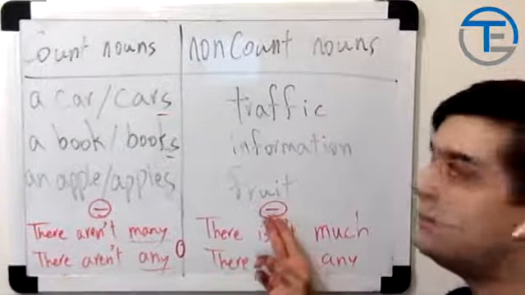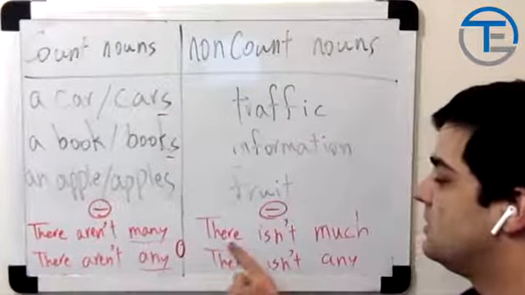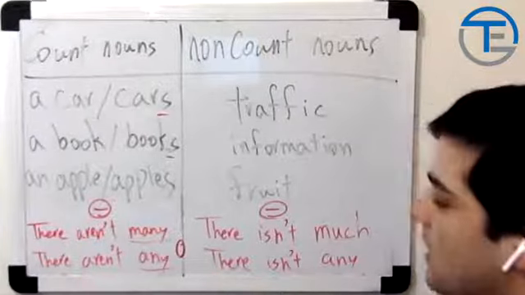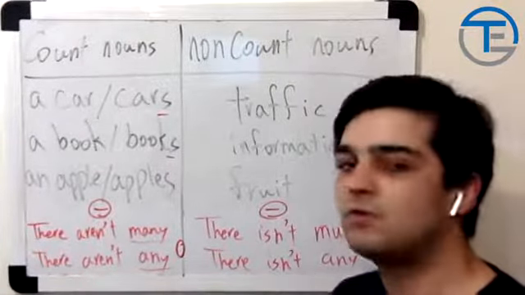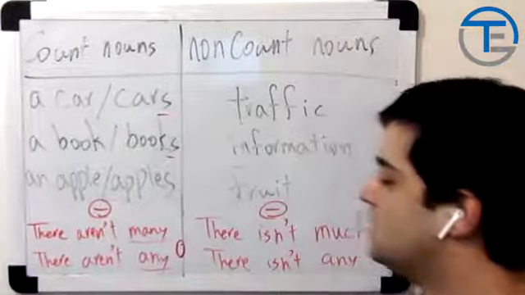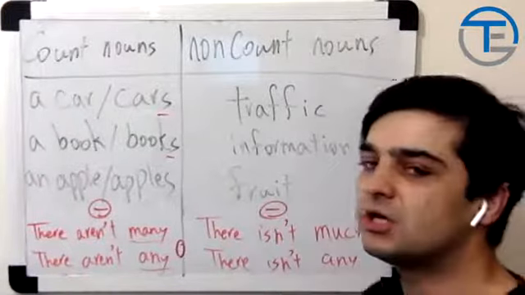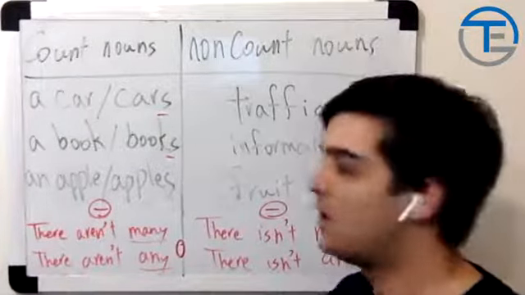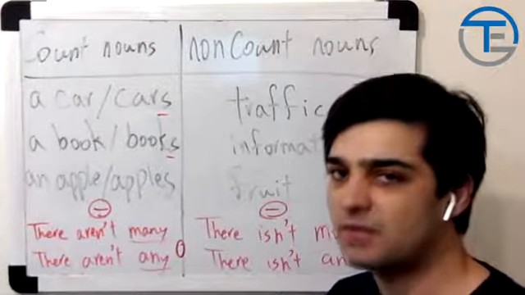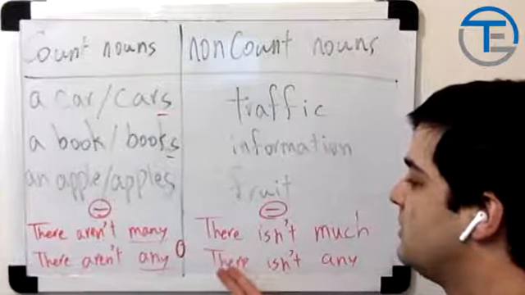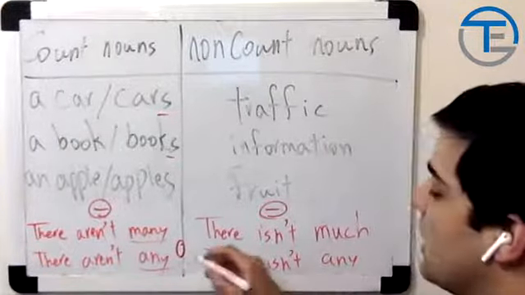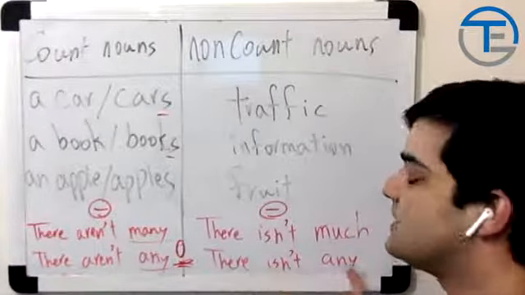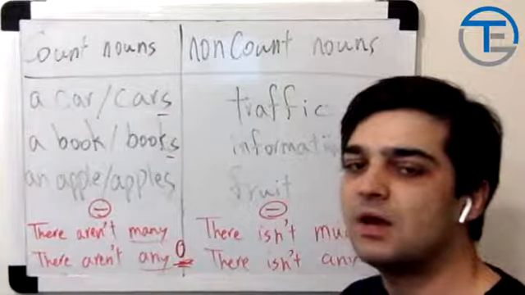To make the negative with non-count nouns, you can say there isn't much traffic. If you have 5 or 6 cars on the road, you can say there isn't much traffic. There isn't much information. You have a small amount of information. If you want to show zero for non-count nouns, you can say there isn't any fruit, which means zero fruit.